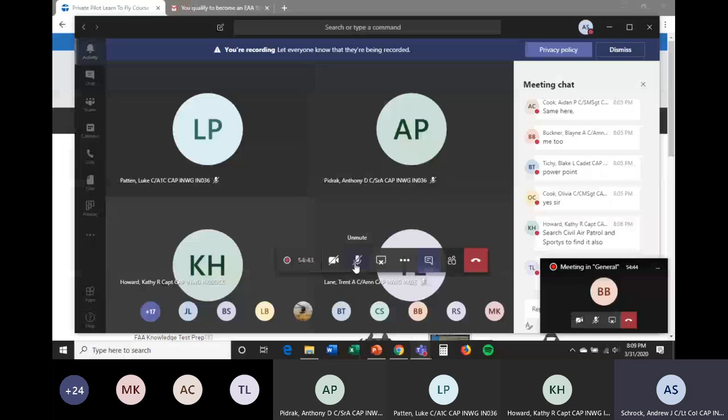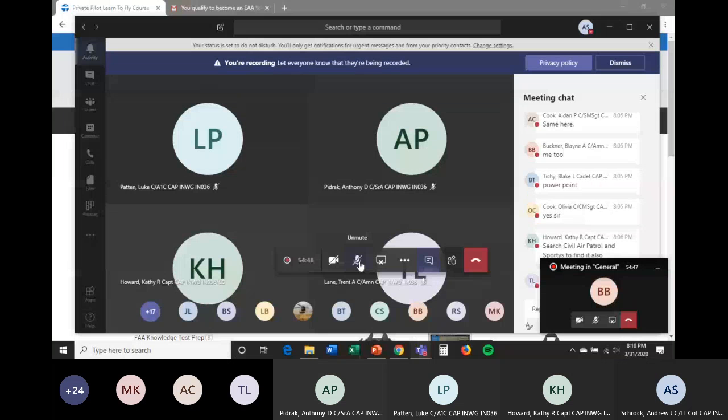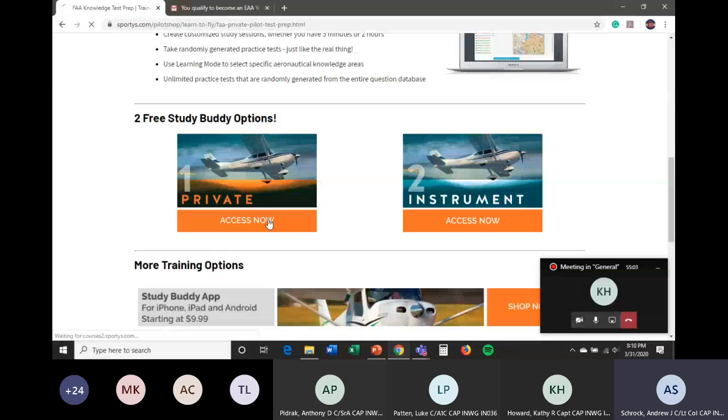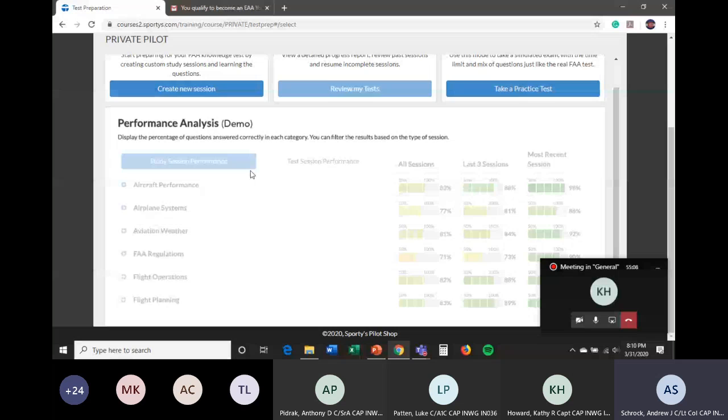Okay. I believe the Learn to Fly course actually gives you a test, and it keeps track of your test answers. And yeah, right here, Sporty's Learn to Fly course. I think it keeps track of your answers, sees what you need to work on, and recommends things to you. If you want to do that, I would recommend it. You can go for it.